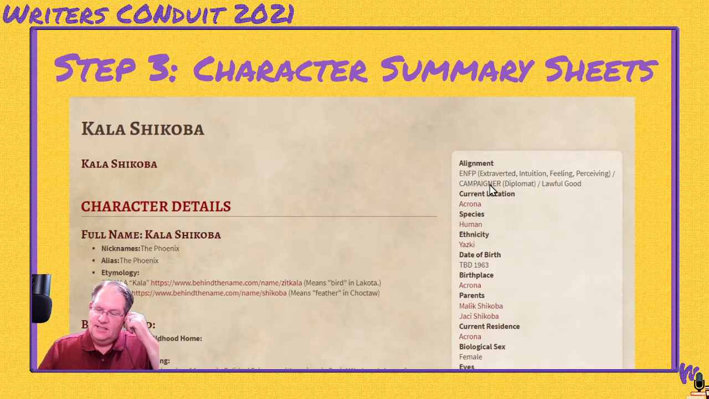And this is an example of one of my characters that I started filling out, Kala Shikoba. And here I have the nickname, the alias, the background, and then she's a lawful good character, extrovert, introvert, extroverted, intuition, feeling, perceiving, all of this information. This is an example of one that I created for one of my stories.